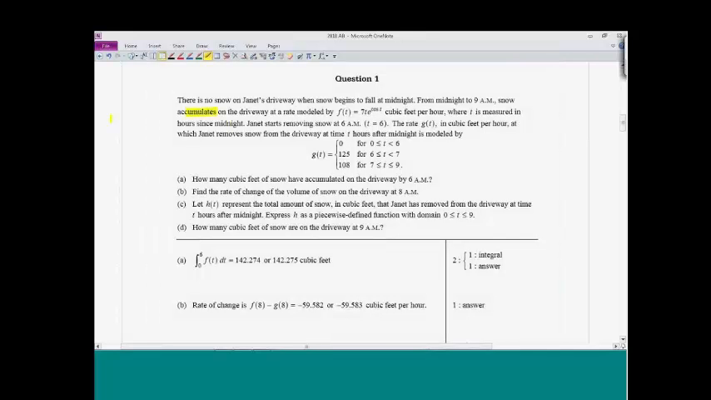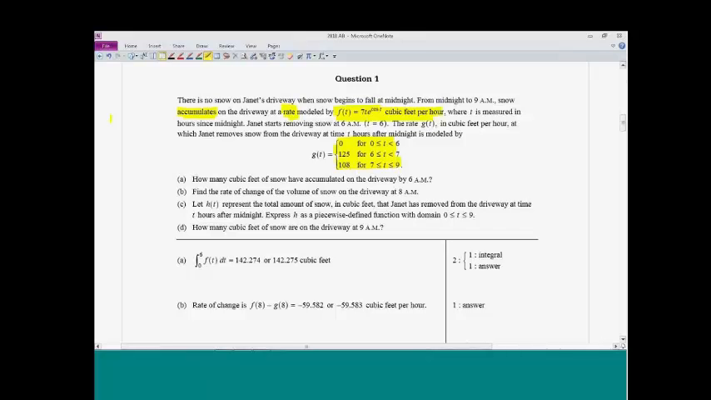It accumulates by a function that's really strange, in cubic feet per hour. All right. And again, the cubic feet per hour, or the word rate, tells you that that's a derivative, even though it's not marked with an F prime. T is measured in hours since midnight, and Janet begins moving snow at 6 a.m., and the rate at which she moves snow in cubic feet per hour is given by a piecewise constant function. So we'll have to worry about that.